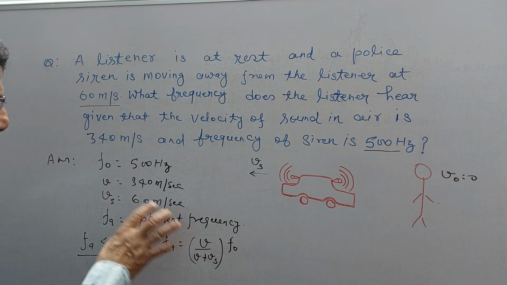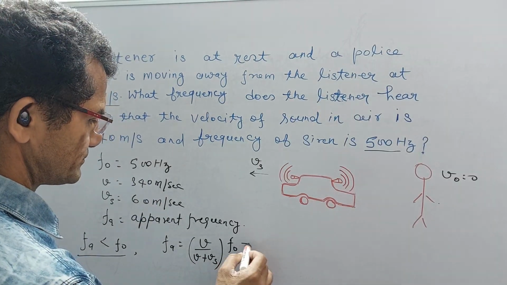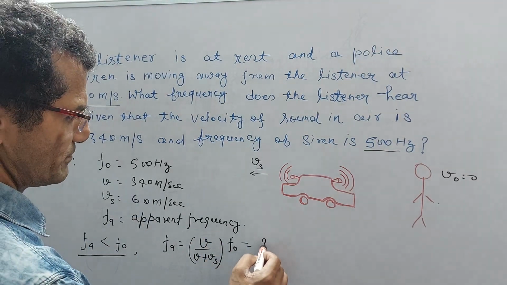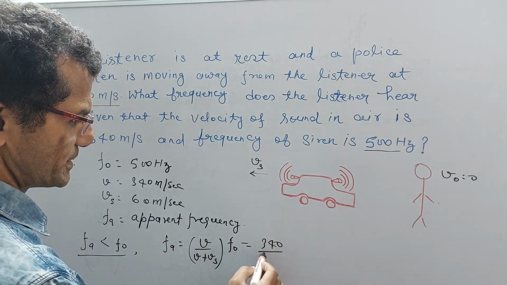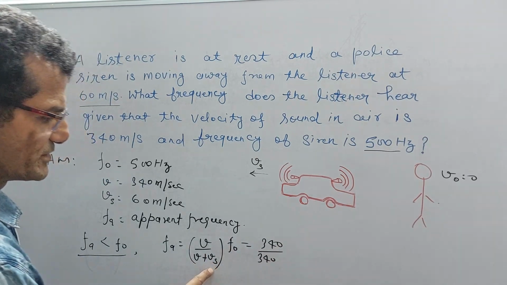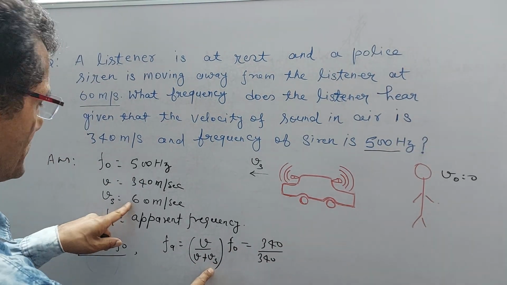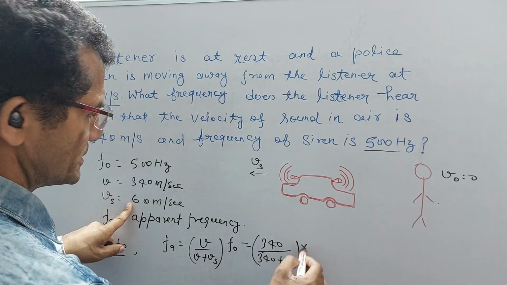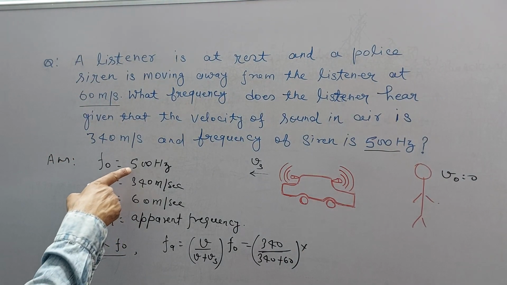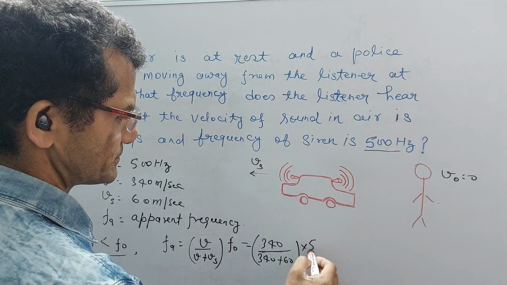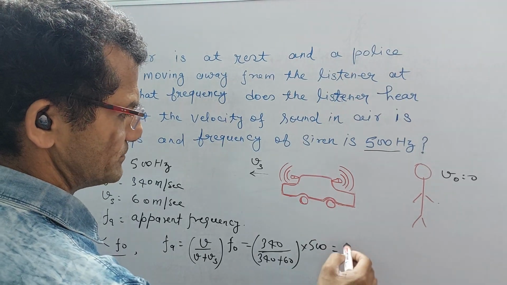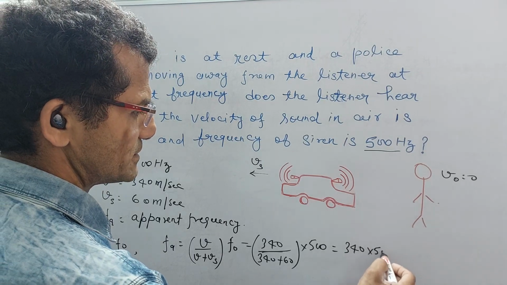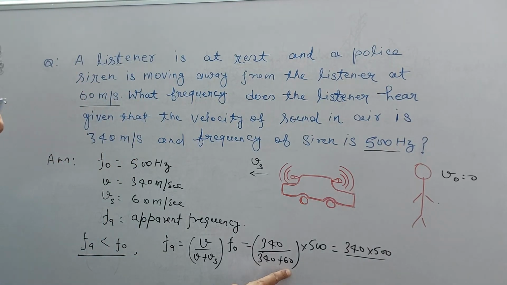Now if I put all the values in this formula, I get the velocity of sound in air, 340 meter per second, divided by 340 plus Vs, where Vs is the velocity of the source, 60 meter per second, multiplied with the original frequency of the sound, 500 hertz. If you calculate this, it is 340 multiplied by 500 divided by 340 plus 60, that is 400.